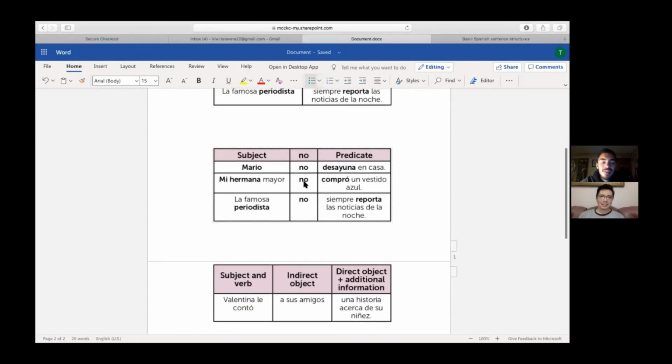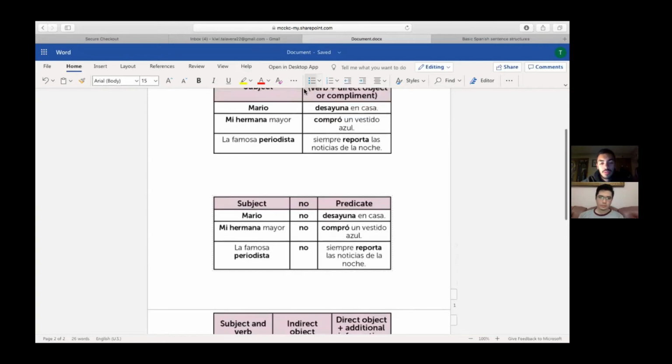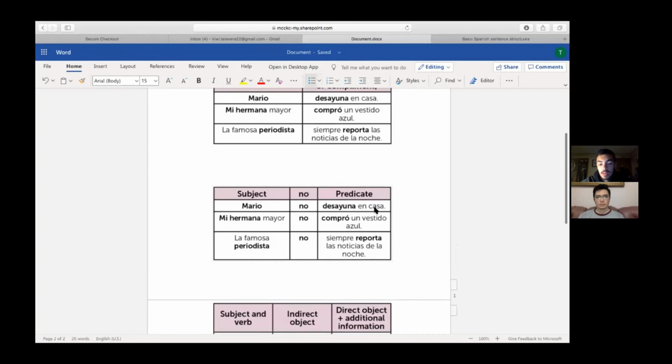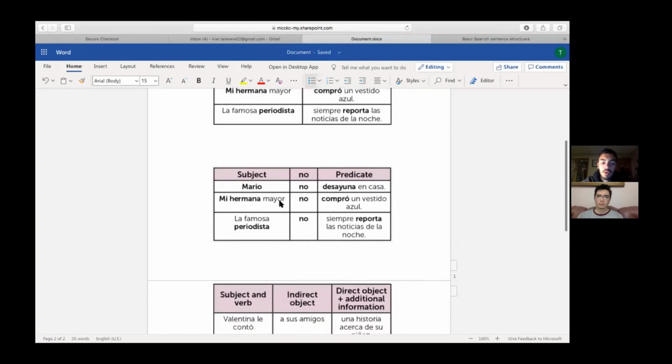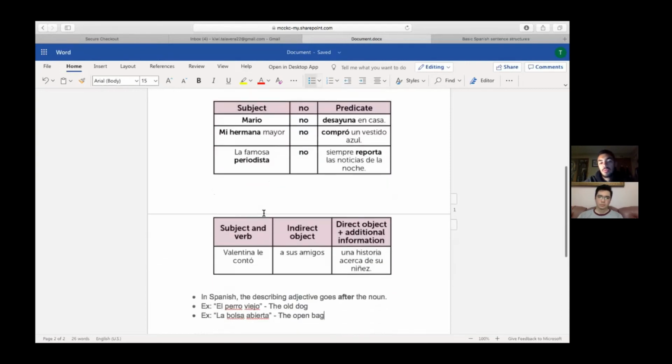And so here we have the same examples, but this is just the negative form. We had positive: Mario, he does eat. My older sister, she did buy. Whereas over here we have Mario doesn't eat breakfast in his house. So you just put no between the subject and the predicate. So mi hermana mayor, and then you just put no, compró un vestido azul. So that one's pretty easy.